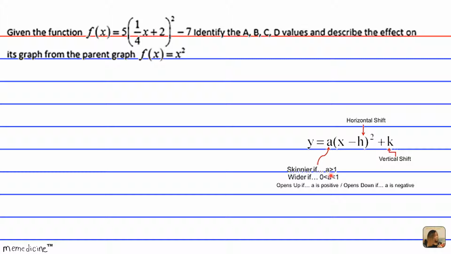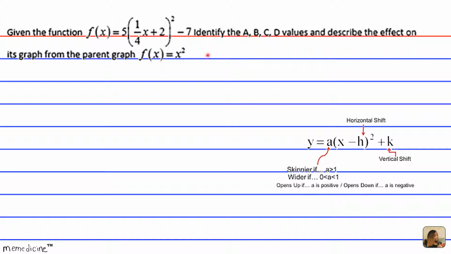The coefficient a, multiplying by that, will make the parabola skinnier if a is greater than 1. This is kind of counterintuitive, because you would assume that multiplying by a number greater than 1 makes the parabola wider, but actually it's the reverse. The parabola becomes wider if a is between 0 and 1, so if it's a fraction or a decimal. And it opens up, a concave up parabola, if a is positive, and it's concave down, or opens down, if a is negative.